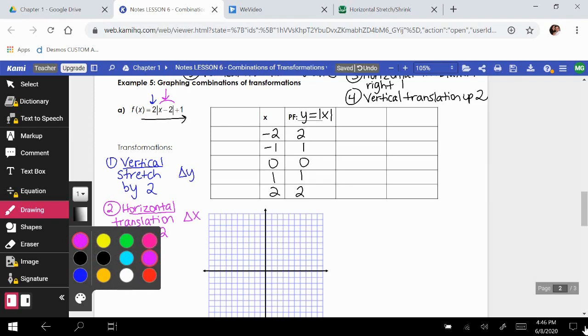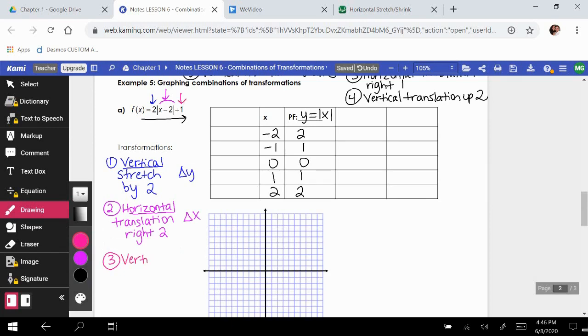Okay, and then last but not least, we'll do this in pink. Third transformation is the +1. It's outside of the absolute values. I know it's vertical. That's going to be a vertical translation where? Up 1. And again, it's going to change the y values because it's vertical. Okay, so now I'm going to take my parent points and transform them. So I always go in that order, 1, 2, 3, from left to right.